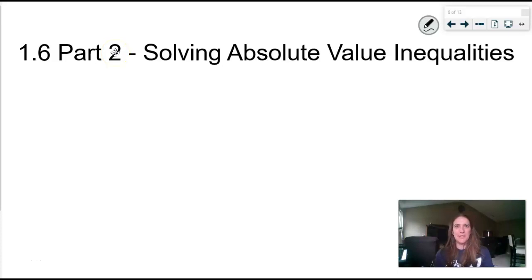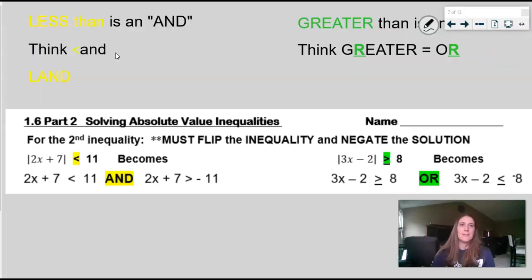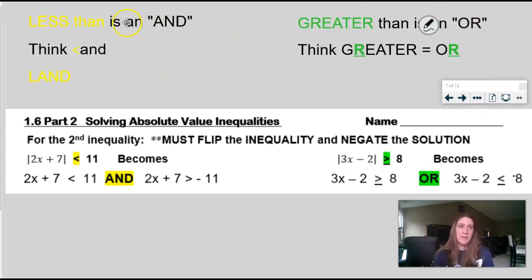So finally we get to finish the 1.6 lesson. This is the second half of the lesson where we're going to be solving absolute value inequalities, and I really like this lesson because it kind of puts together the last two lessons that we've had. So we're going to talk about those compound inequalities again, the ands and the ors, and we're also going to talk about what it means to have an absolute value equation, in this case inequality, and how we have to set up two problems because that's how absolute values worked yesterday, right? So this idea of and or is going to come back today.